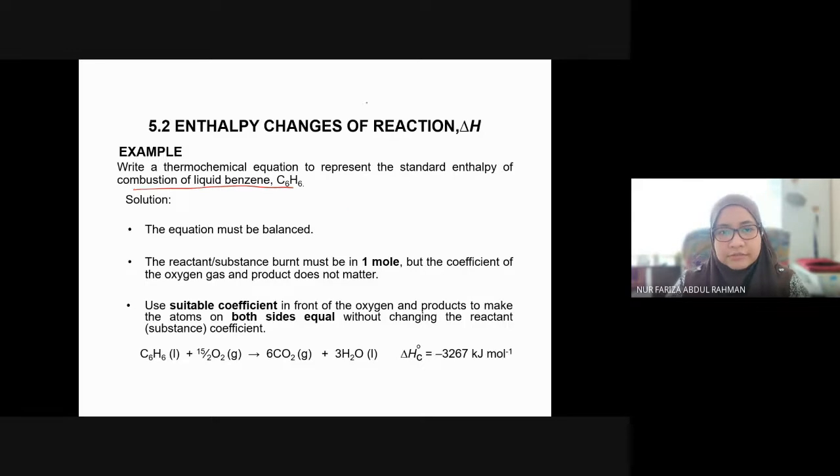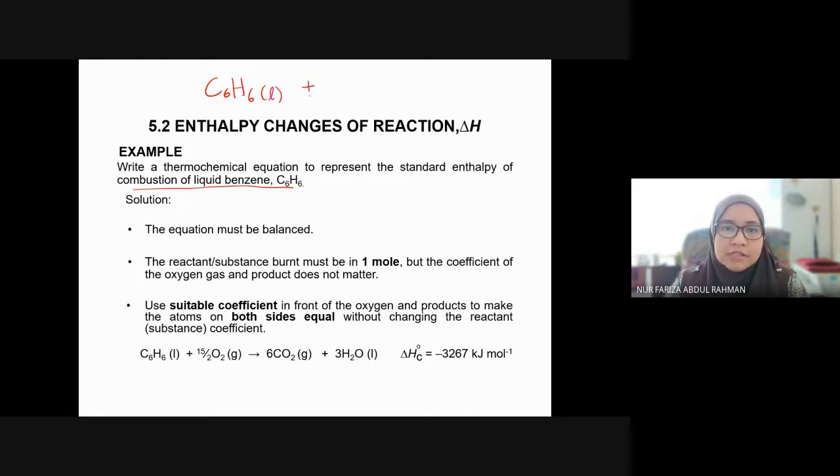Okay, all right, so the tip is to start from the substance itself. But this time around, formation pun kita start from the substance, which the substance is the product. Kebetulan substance dia adalah product. But for combustion, the substance is the reactant. Okay, so we're going to start from the substance that need to be burned. So this is the substance. So it is benzene. So the state is in liquid state.